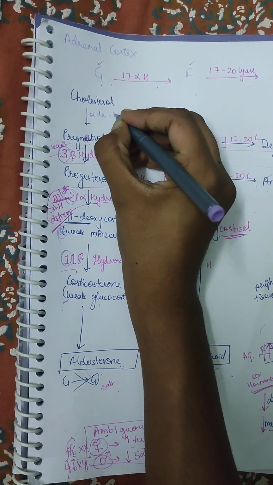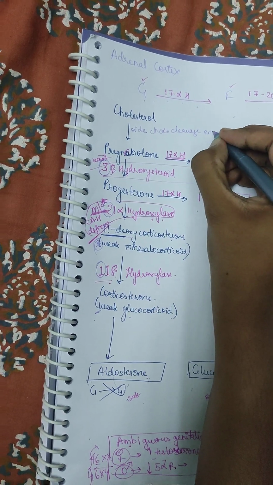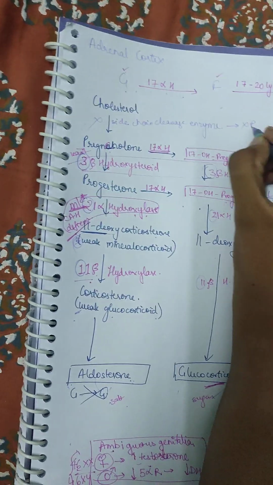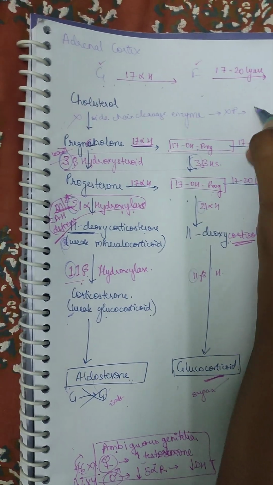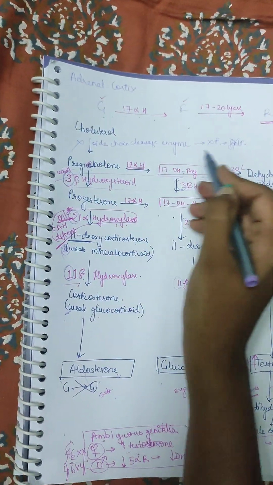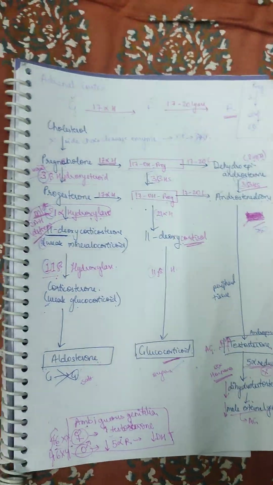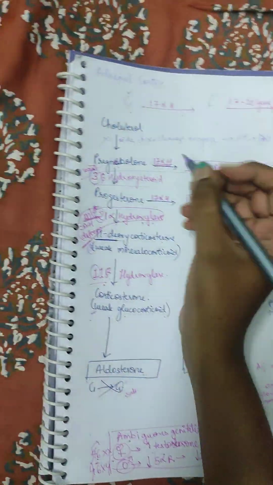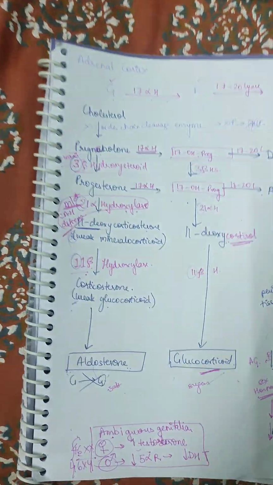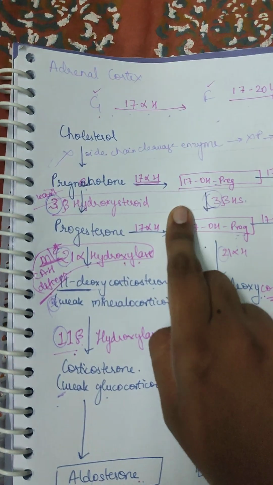This is side chain cleavage enzyme. If it is not there, there is no progesterone at all. So fetal progesterone is not there, and the fetus won't survive. So this is the very least likely question they can ask, but for completion's sake I'm giving it here. If you don't want to remember it, just leave it. Okay, side chain cleavage enzyme, that's it.